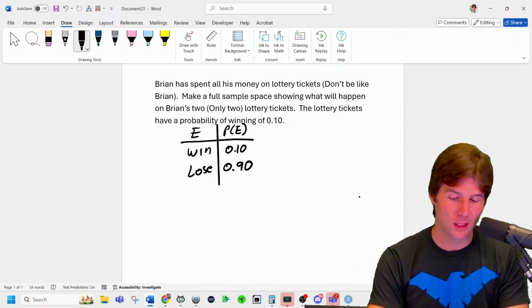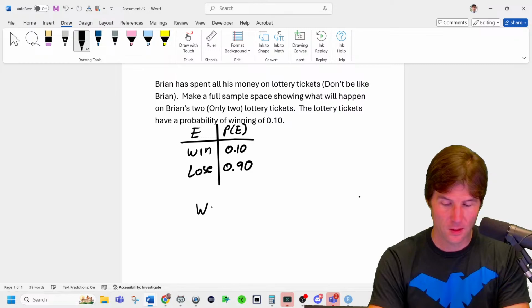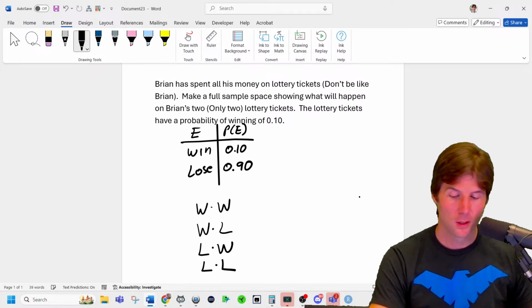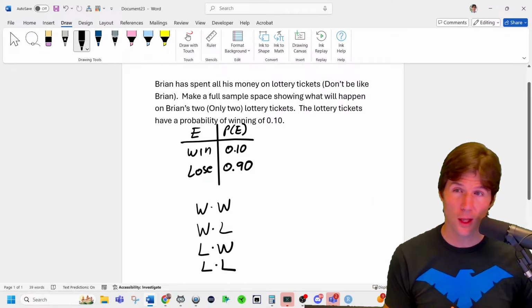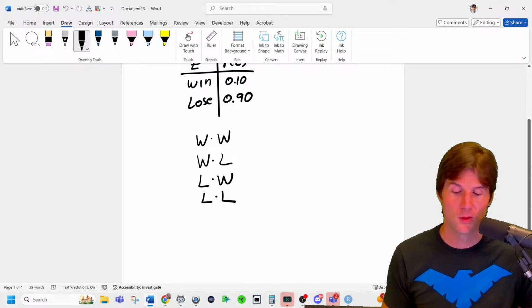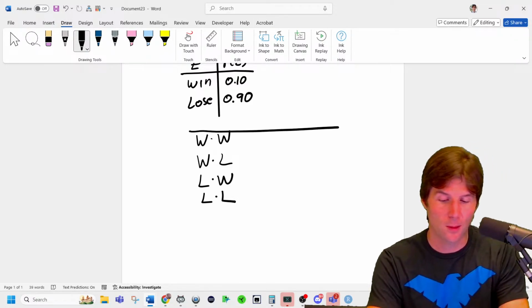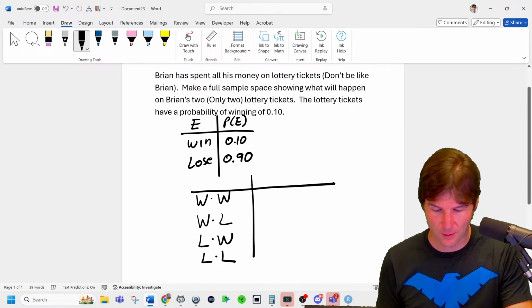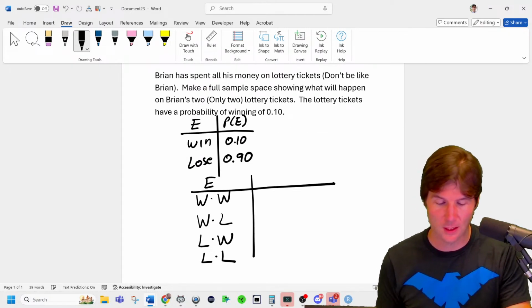So what we can do is we can take the win-win and say you win and then you win, or you win and then you lose, lose and then you win, you lose and then you lose. So this is everything that could occur from 2 lottery tickets, because you're either going to win-win, win-lose, lose-win, lose-lose. So what would be the associated probabilities over here? So these are the events with 2 lottery tickets.